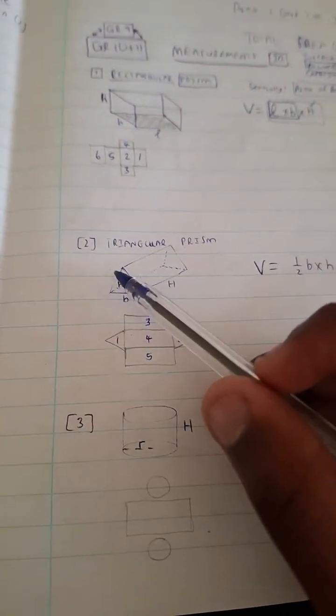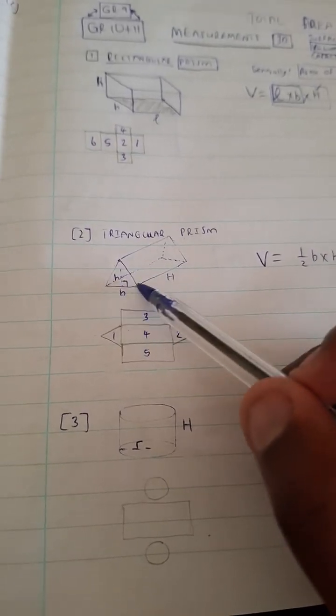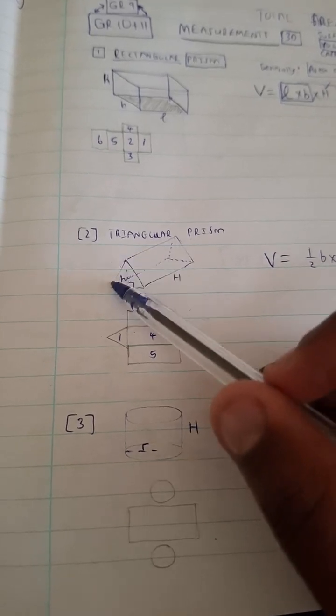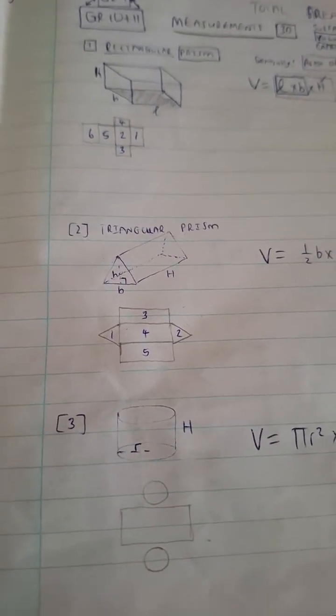Imagine if this triangle is a, what type of triangle? That triangle that has all 3 sides equal. What type of triangle is that, guys? Do we still remember?